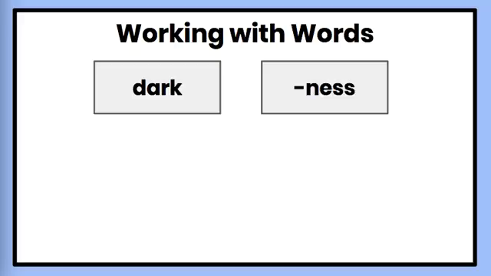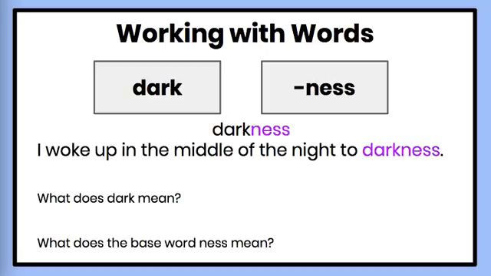Now I pulled down my word part cards, dark and ness. Remember that dark is my root word or my base word, and ness is our suffix. I put these two words together and I make darkness. I woke up in the middle of the night to darkness. So what does our base word dark mean? It means there is no light. Now I put the words together and I have darkness.